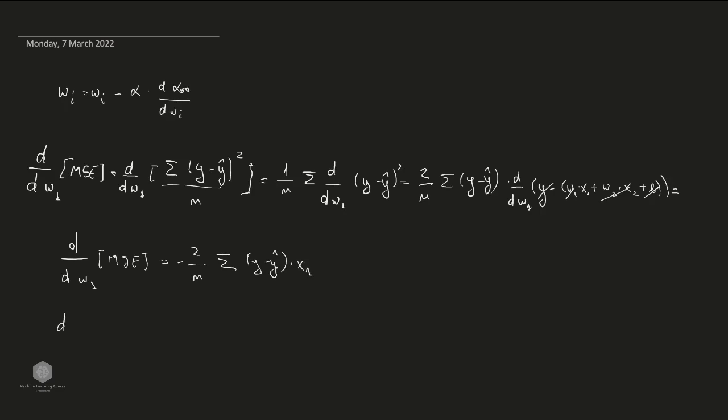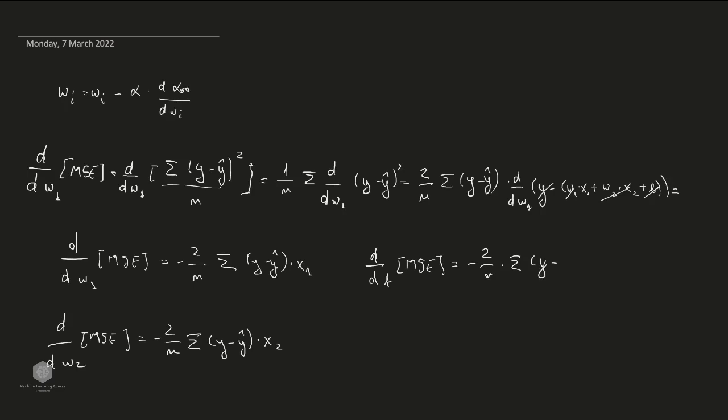And conversely, you do the same calculation and find that the derivative of the mean squared error for w2 is minus 2 over n sum over y minus y hat multiplied by x2, and the derivative with respect to the bias term of mean squared error is going to be minus 2 over n multiplied by y minus y hat. So let's implement them.